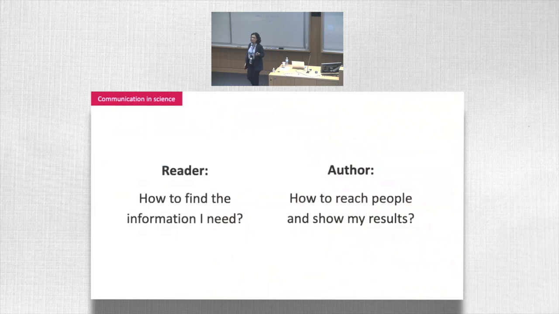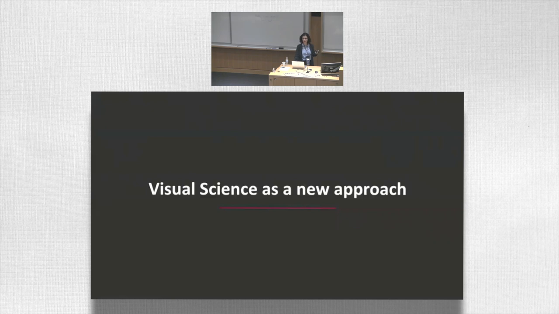This is harder for the reader because we need to select the information we want from our field. And this is a problem for the authors too, because when we publish a paper, we want people to read our paper. So for people to read our paper, they need to find it in this ocean of information. So how can they find our paper, our work?